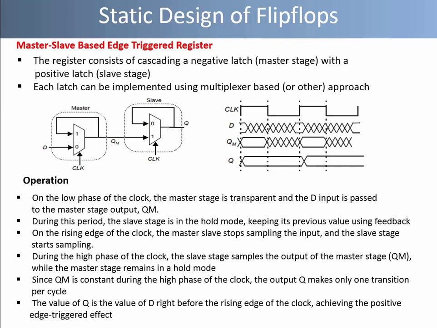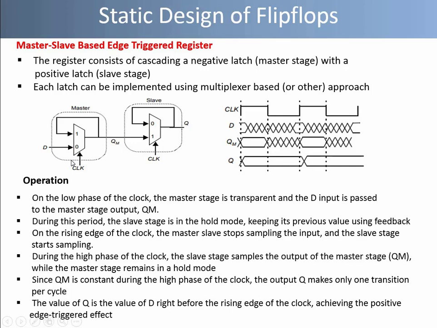It means that it enters into its transparent mode on a low level of clock, whereas the slave latch is a positive latch. It enters its transparent mode on a high level of clock.